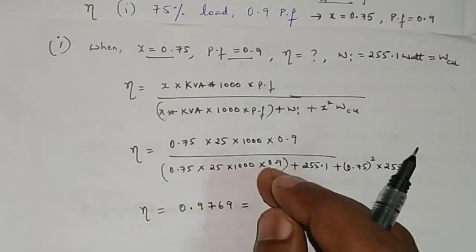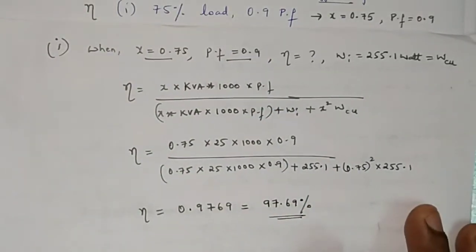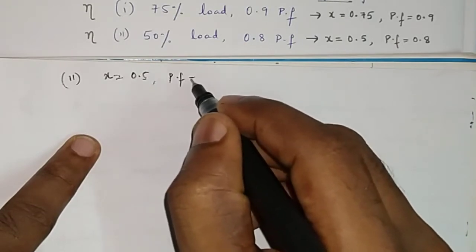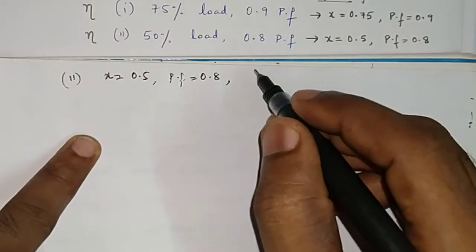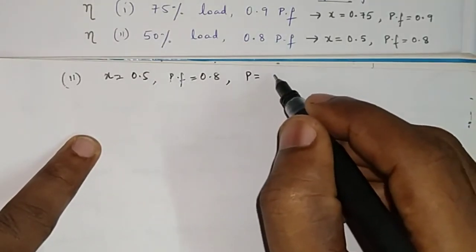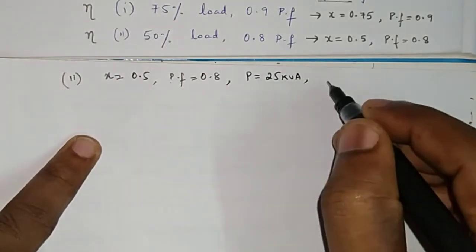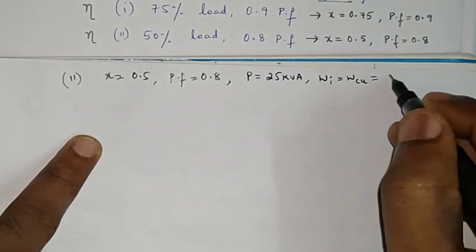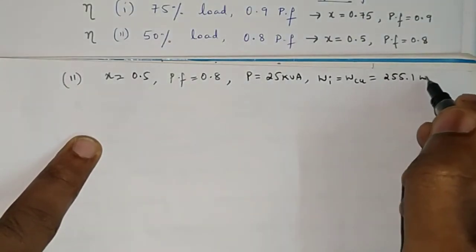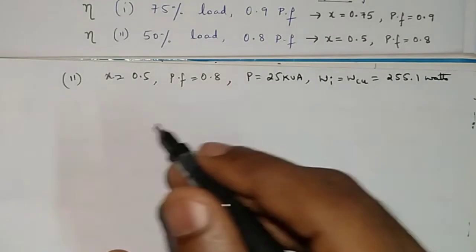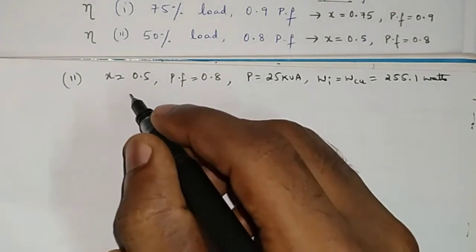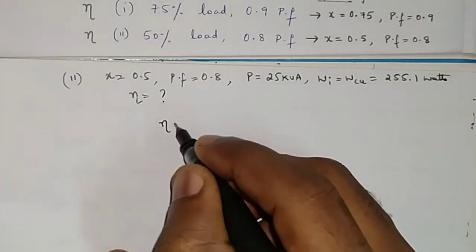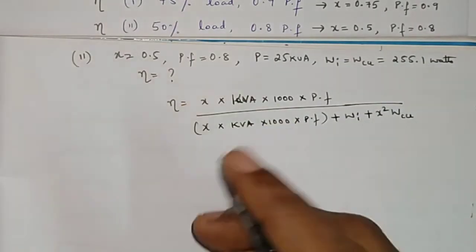In the same way, I will find out the efficiency for the second case. Second one, x is equal to 0.5, power factor is 0.8, and the power, that is the kVA of the transformer, is 25 kVA, which is constant, and iron loss, which is equal to copper loss, we got the value as 255.1 watts. After writing the condition for the second case, once again write down the formula for efficiency.